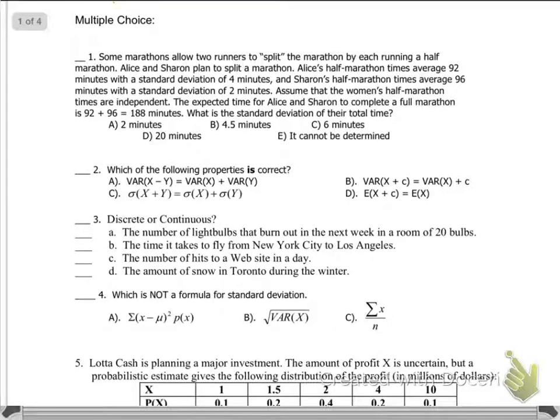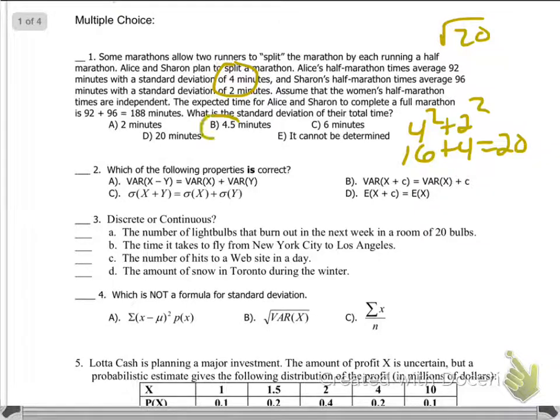All right, so number one, they tell us that the mean time is 188 minutes, and then they want us to find the standard deviation. So here are the standard deviations. It's 4 squared plus 2 squared, which is 16 plus 4, equal to 20. So the standard deviation is the square root of 20. That's going to be 4 point something. I got 4.47, so the answer is B, 5 minutes.